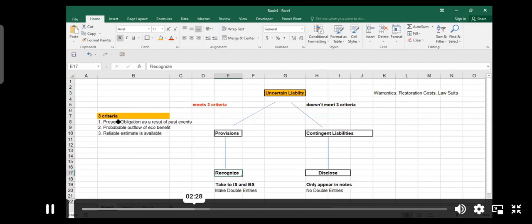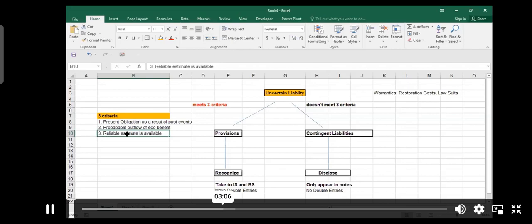I'm repeating again, the three criteria. Number one, it is your present obligation as a result of past event. Number two, probable. Probable means there is more than 50% chance that economic outflow will happen. If a customer brings in some mobile phone on warranty, you will not earn money out of that. You will have to spend money to repair that mobile phone. And reliable estimate is available, which means that you can make a forecast how much it will be. You just cannot take some number from the air.